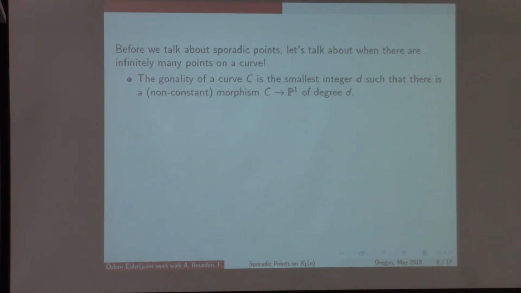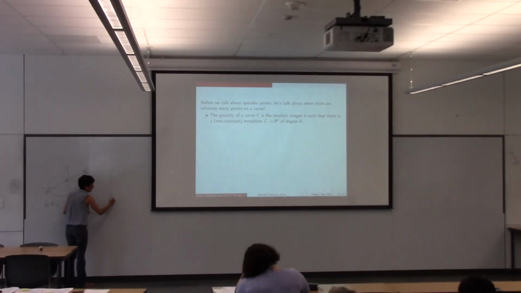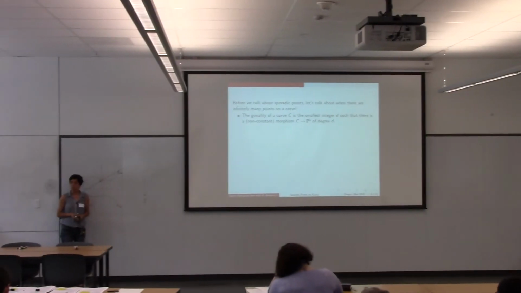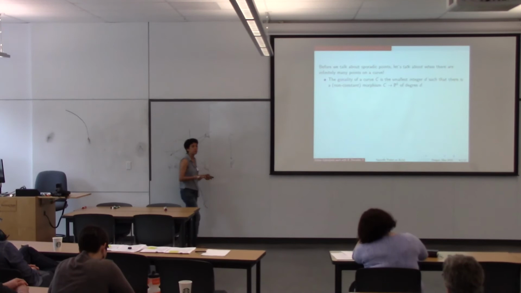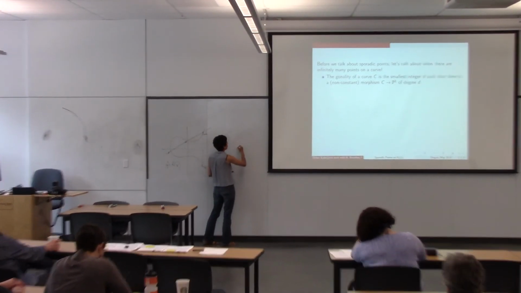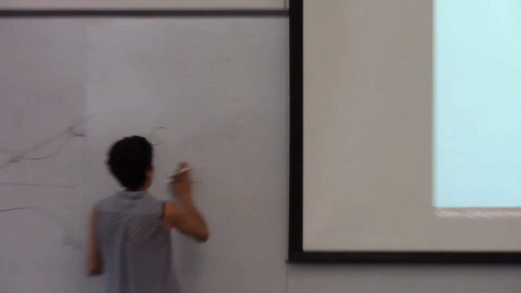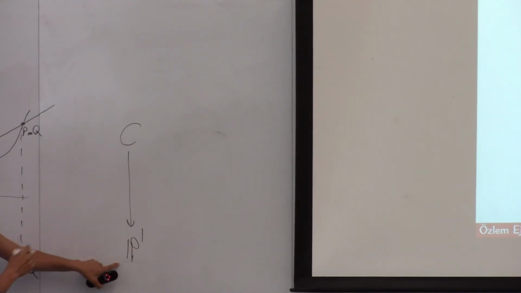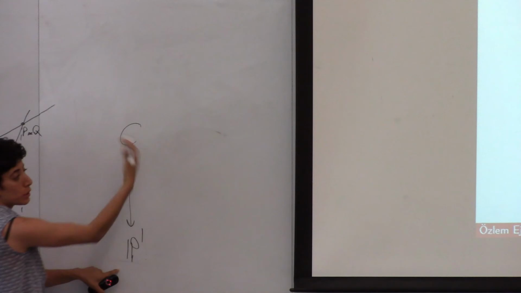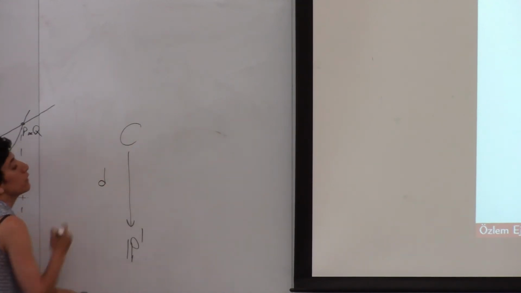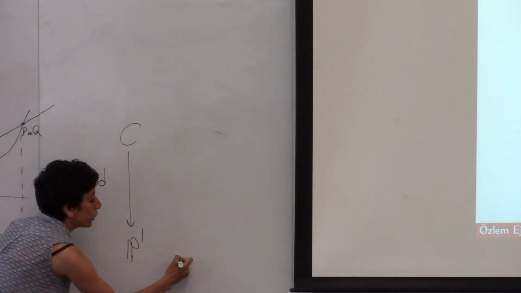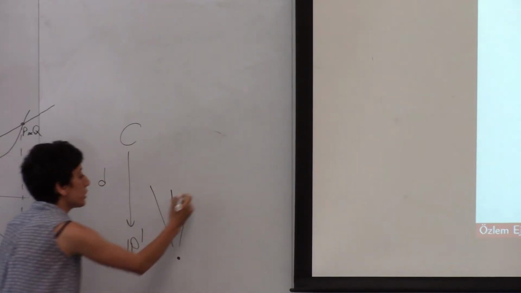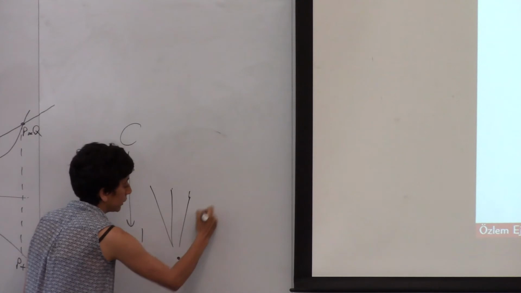Then if I have a map from C to P1, my advisor really liked drawing pictures. When I write something abstract, he always said, just draw a picture. So you have this curve and then the projective line. Let's say you have a rational map of degree d. This means that above each point, if it is not a ramification point, you would get exactly d points.